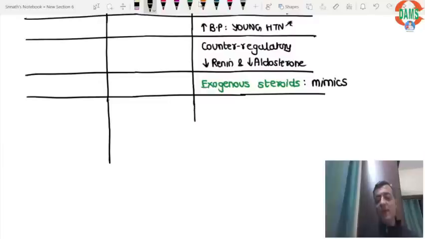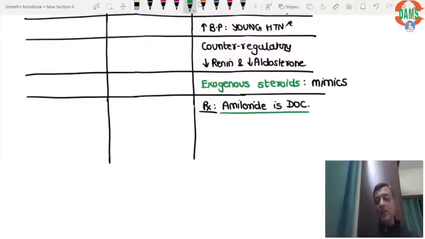But what we want finally is the treatment. The treatment here is amiloride. Amiloride is the drug of choice in patients with Liddle's syndrome. Because what are the points about amiloride? It is an ENaC antagonist. By blocking the abnormal channel, it relieves symptoms. Also, it is safe in pregnancy.